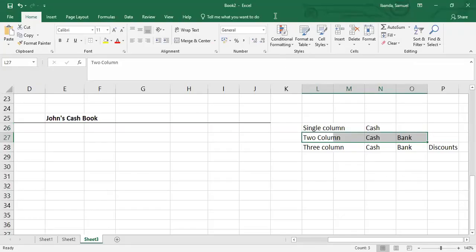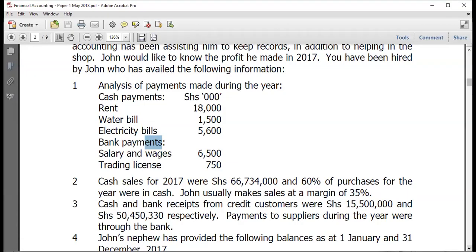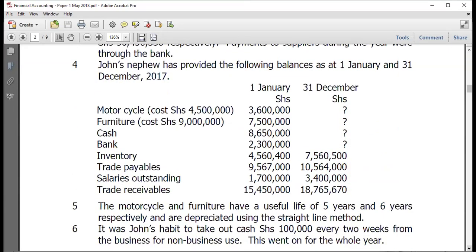Now, the question should be, why are we drawing up this cash book? Of course, it has been asked. But when you look at the values they have given, do you see here? Cash and bank, they have not given us the values at the end of the period. So when we are drawing up our cash book, we are also deriving our balances at the end of the period, okay? So that is our intention. That's why I'm choosing to use the two column cash book.